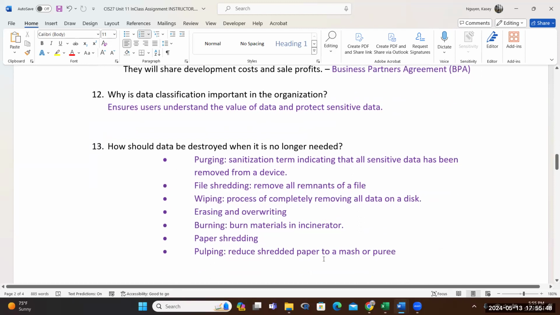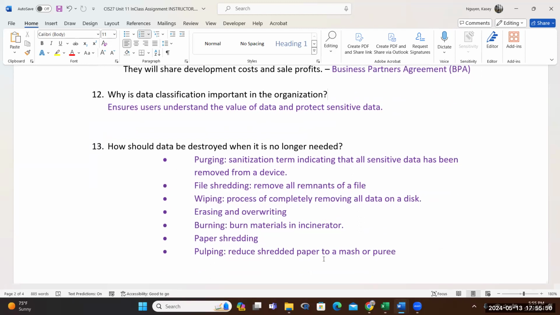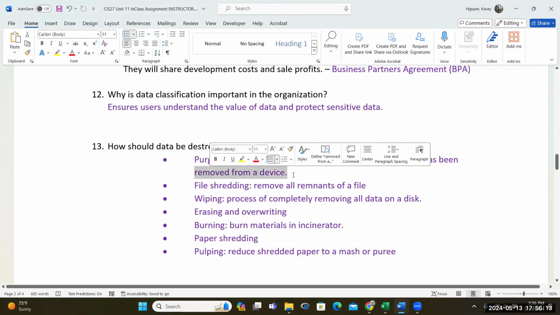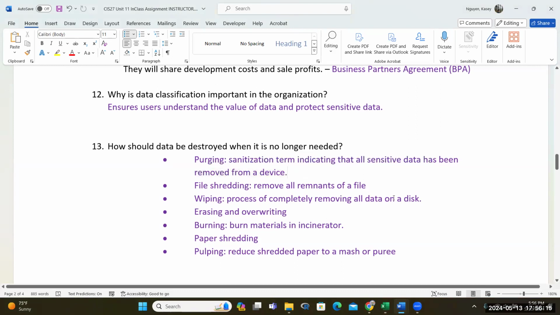Okay, so overall, when we retire the data, when we don't need the data anymore, right? How do we dispose or get rid of the data? There's several ways that we can do this. Number one, we can purge, excuse me. So this is a way that we sanitize the sensitive data. We need to remove them from the device. Zero out all your data.